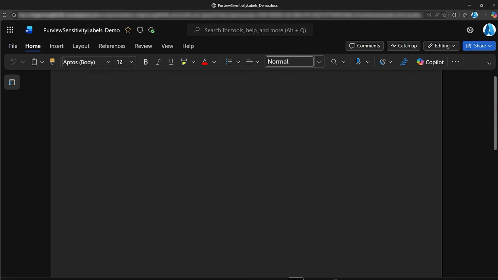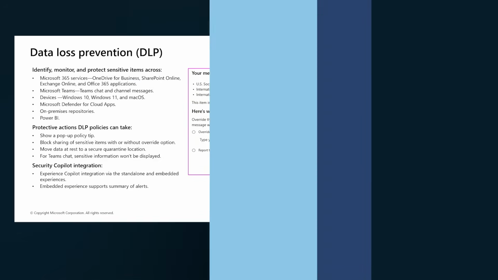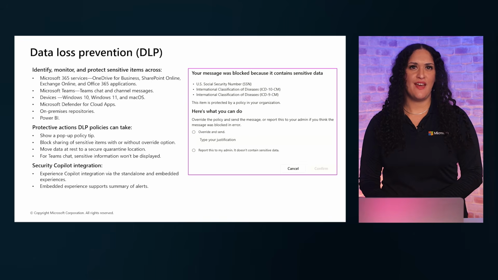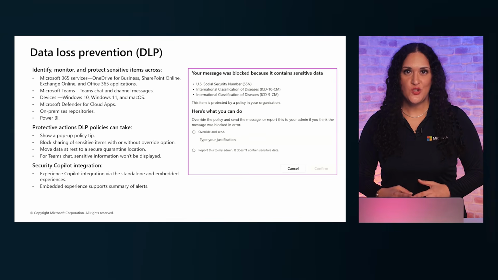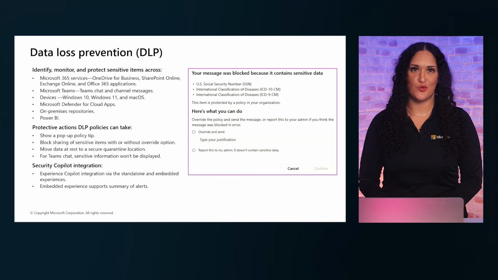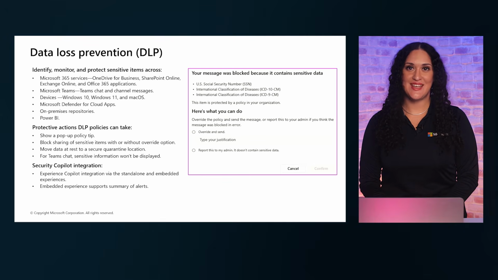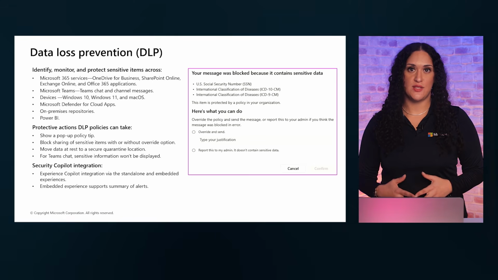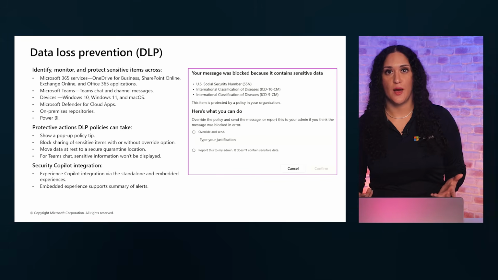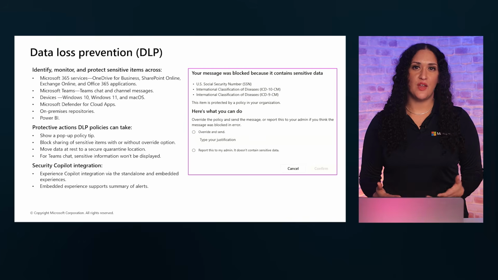This was a quick demo of the capabilities of sensitivity labels in Microsoft Purview. Sensitivity labels classify and protect information at the content level. Now we need to make sure that sensitive data is not shared in the wrong way. This is where data loss prevention, or DLP, comes into play in Microsoft Purview. DLP helps organizations identify and protect sensitive information wherever it's created, stored, or shared, including Exchange, SharePoint, OneDrive, Teams chat and channels, endpoints like Windows and macOS devices, cloud apps, on-premises repositories, or even Power BI.